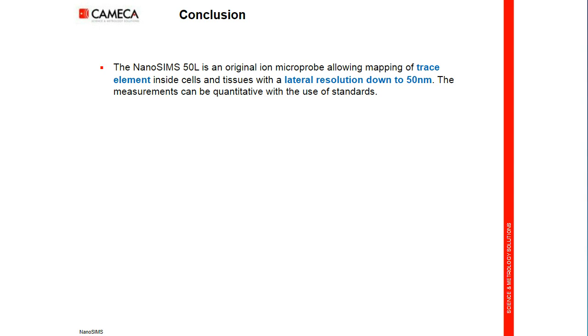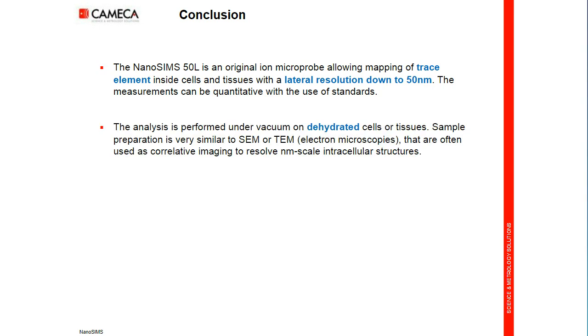So, the conclusion of this webinar on elemental mapping. The NanoSIMS 50L is an original ion microprobe combining mapping of trace elements inside cells and tissues with a lateral resolution down to 50 nanometers. The measurements can be quantitative with the use of standards. The analysis is performed under vacuum, so on dehydrated cells or tissues. Sample prep is very similar to secondary or transmission electron microscopies that are often used as correlative imaging to resolve nanometer scale intracellular structures.